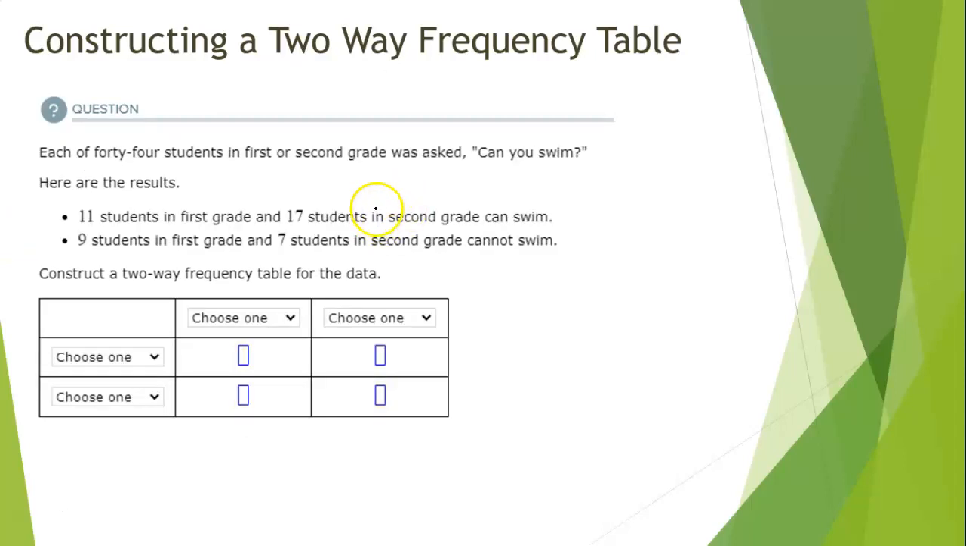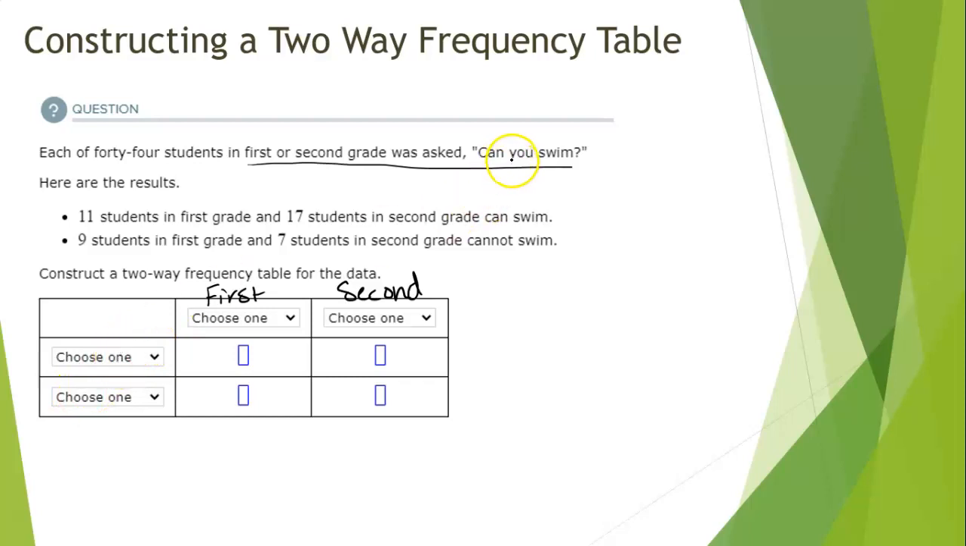Now let's step it up a little bit and see if we can fill in our labels on the top and on the sides. So we've got 44 students in the first or second grade that were asked, can you swim? So what we've got here is some students in the first or the second grade. So we can put first here and second here. You could have mixed them around, but it doesn't make sense to me to do that. It just seems more confusing.